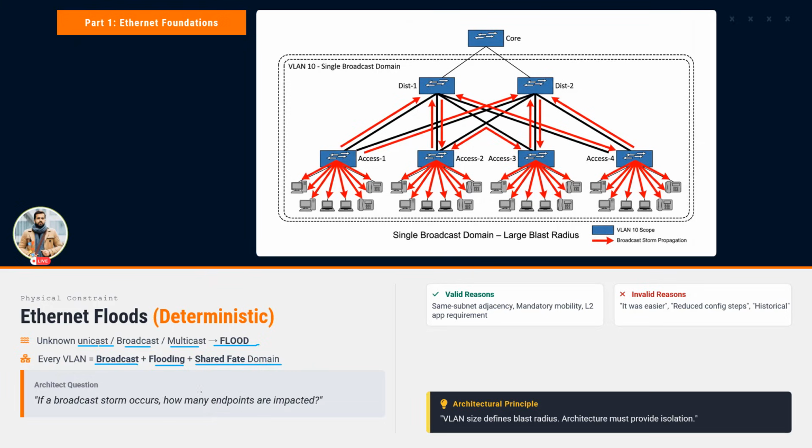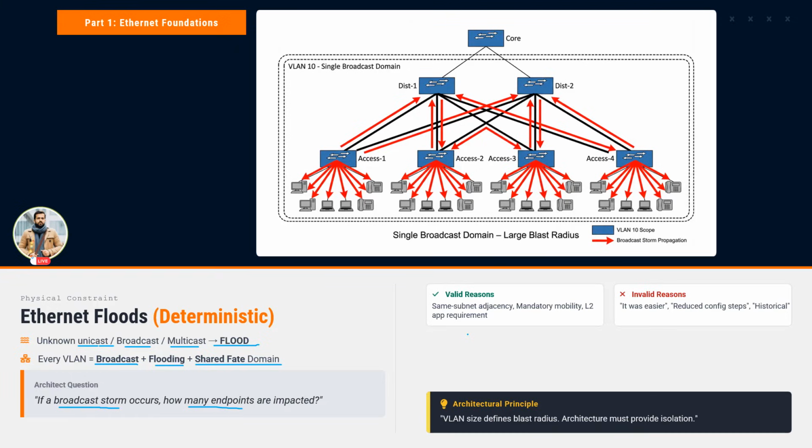This is where architectural thinking kicks in. Here's the key question you need to ask yourself. If a broadcast storm happens, how many endpoints get impacted? That sounds like it could vary a lot depending on the design. Absolutely. If your answer is only the devices in this wiring closet, then you've got controlled blast radius. But if your answer is the entire campus, well, that's structural risk built into your design.